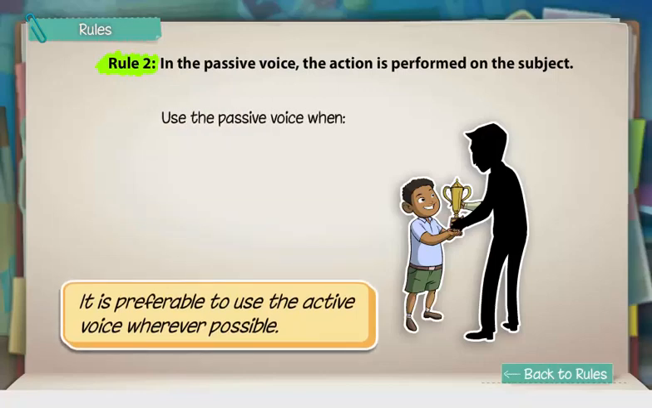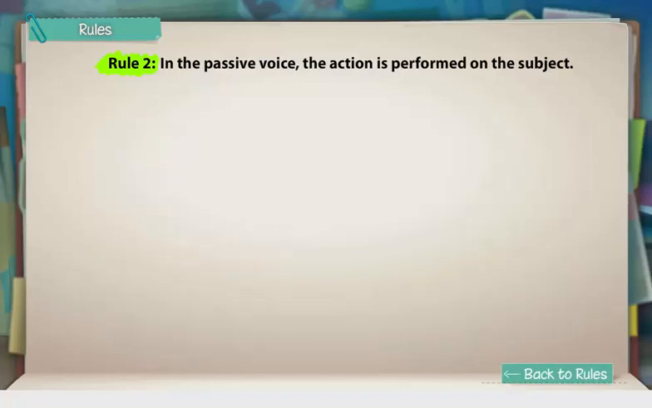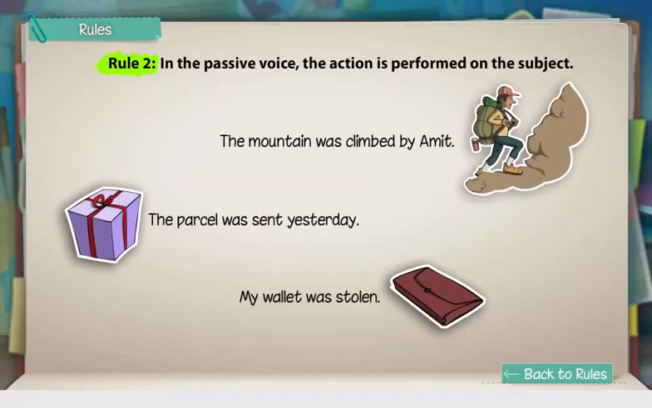However, the passive voice may be used when the doer of the action is not known, or if the writer wishes to emphasize the receiver of the action. Here are some more examples of sentences where the passive voice is used.